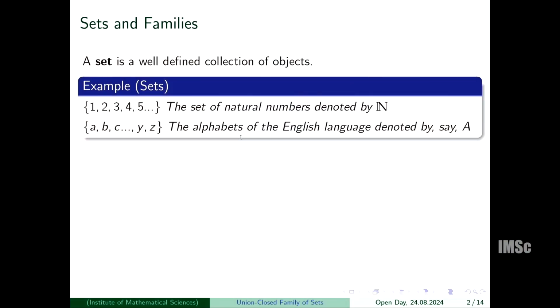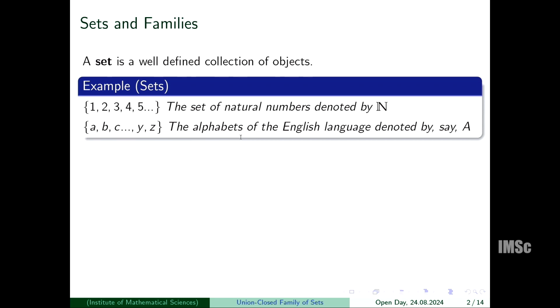So I'm going to be talking about this topic, union closed family of sets. If the title is not clear right now, it's okay. By the end of the talk, it should be. A set is a well-defined collection of objects. By well-defined, I just mean that there should be no ambiguity or confusion about what exactly should be the elements in your collection. You guys have already seen examples of sets.